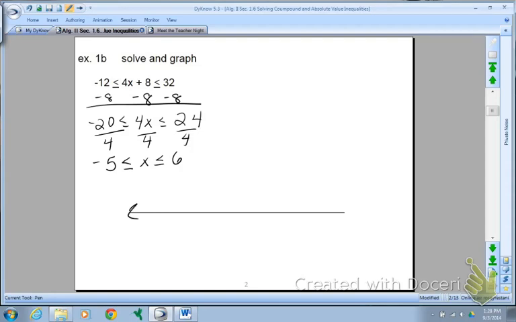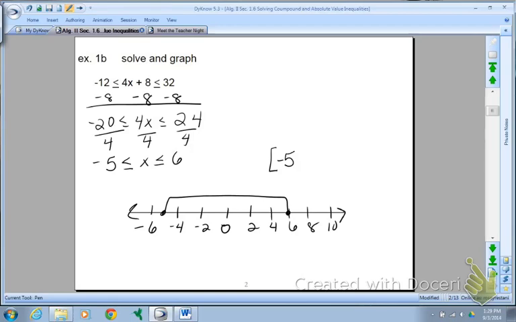So to graph it, an open circle at negative 5 and a closed circle at 6 and everything in between. To put it in interval notation, it's a bracket, negative 5 to 6, close the bracket.